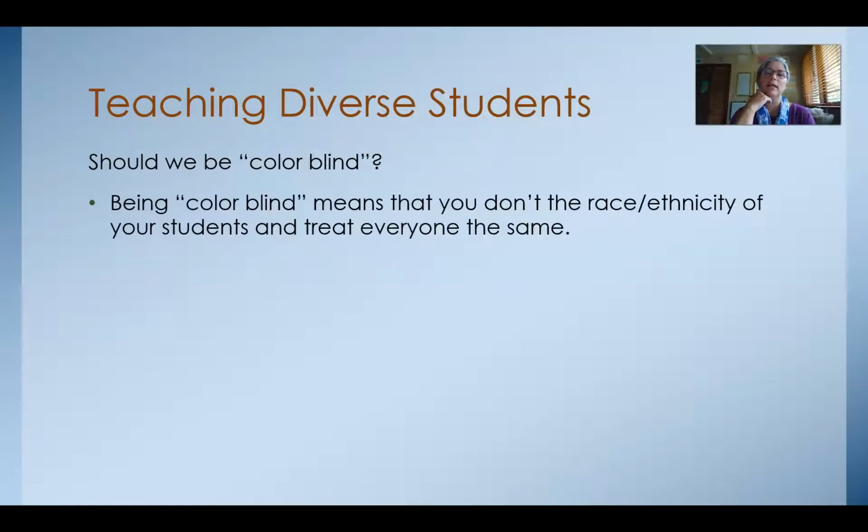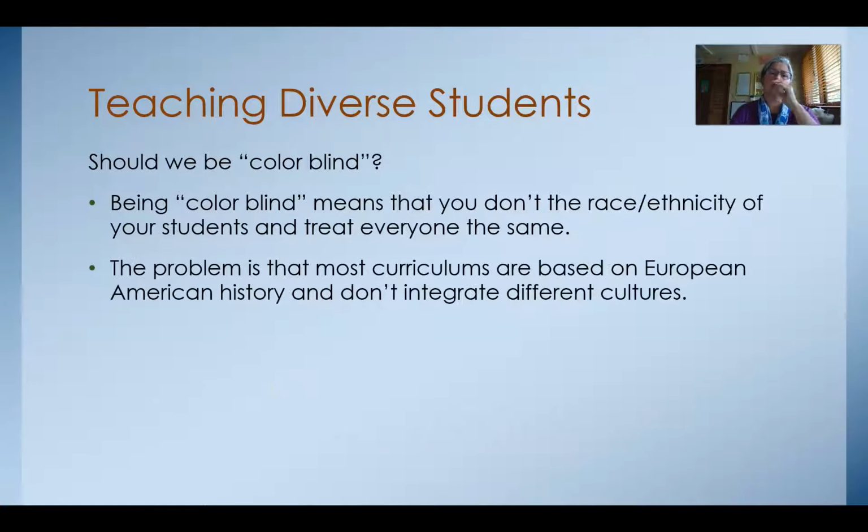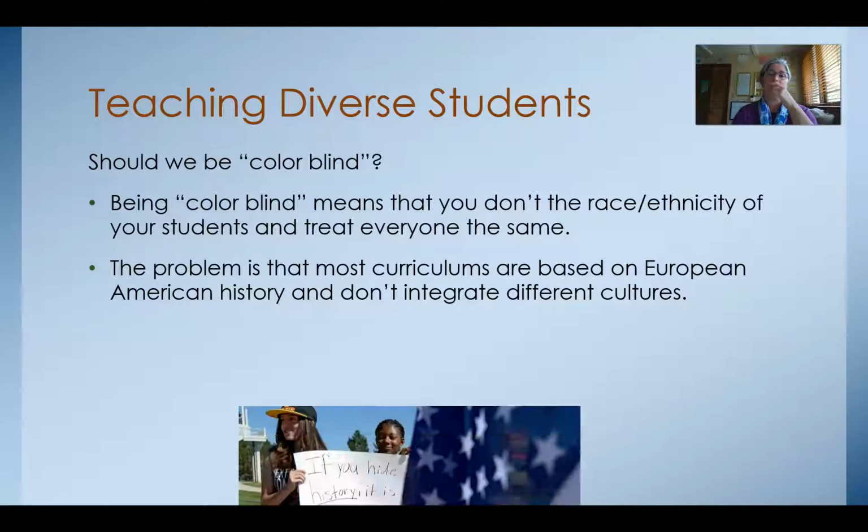Should we be colorblind? So being colorblind, what that means is that you don't see the race and ethnicity of your students. And please excuse that I left that word out there. Don't see the race and ethnicity of your students, and you treat everyone the same. That sounds good, but the problem is most of our curriculums are based upon European American history. They don't integrate other colors. They're very white oriented. And you saw from the video that teachers have different expectations for students.